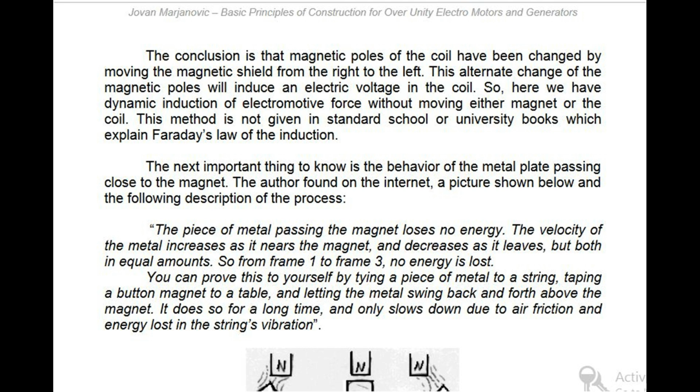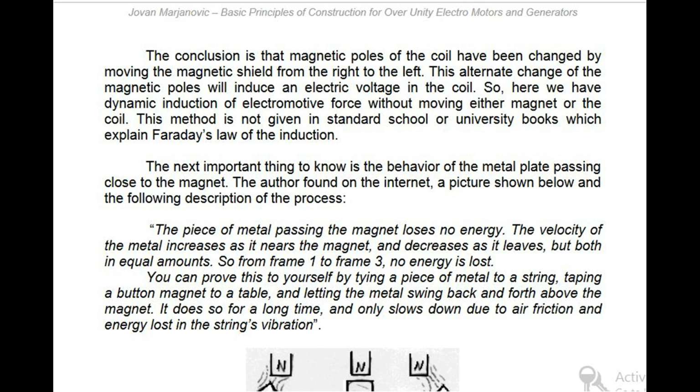The next important thing to know is the behavior of a metal plate passing close to a magnet. The author found on the internet a picture, shown below, and the following description of the process. The piece of metal passing the magnet loses no energy. The velocity of the metal increases as it nears the magnet, and decreases as it leaves, but both in equal amounts. So from frame 1 to frame 3, no energy is lost.